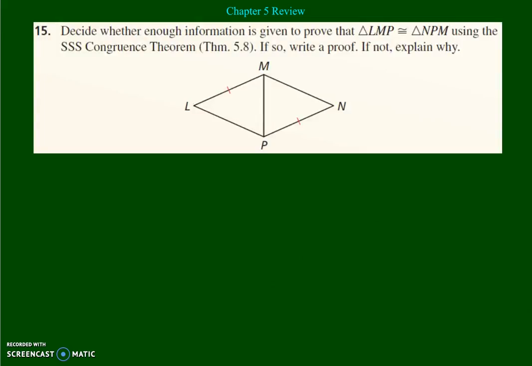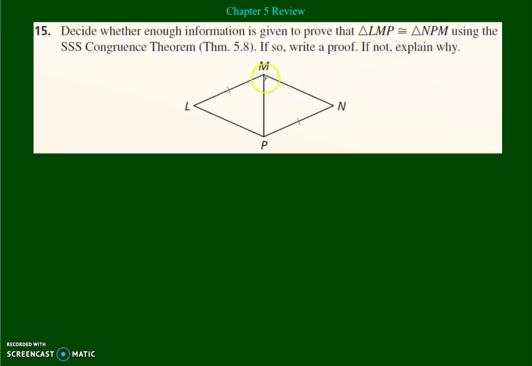In problem 15, we're told to decide whether enough information is given to prove that triangle LMP is congruent to triangle NMP using the side-side-side congruence theorem. If so, write a proof. If not, explain why not.